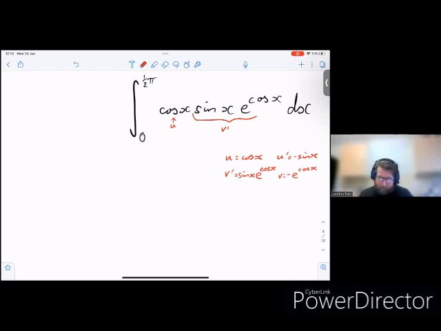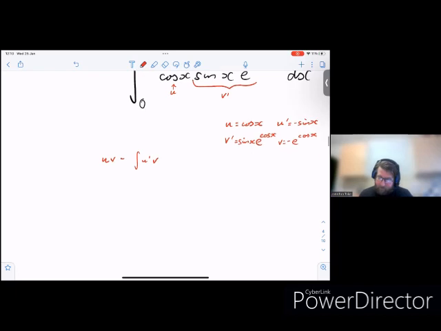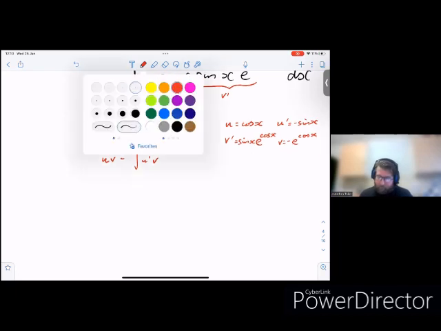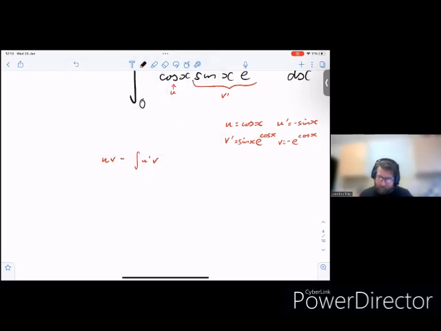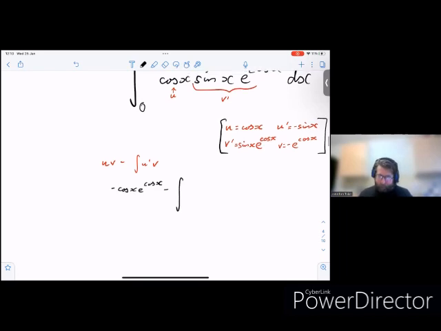Okay, so now putting all this into our formula, we get uv minus the integral of u dash v, which is, I'm going to change to black, so this is the actual answer. So uv is minus cos x e to the cos x minus the integral. Now there are limits.